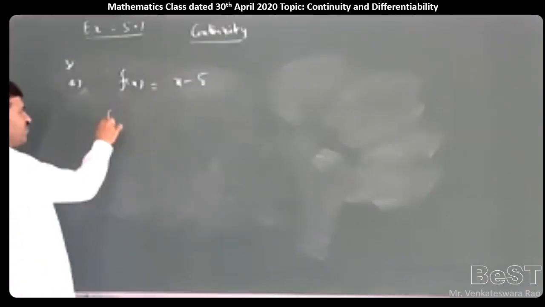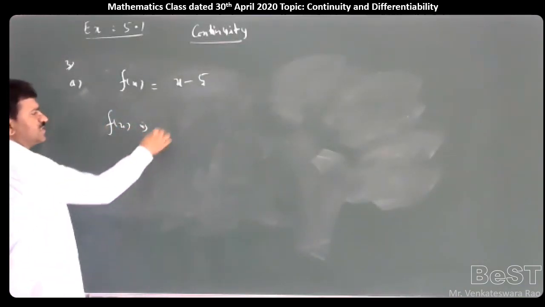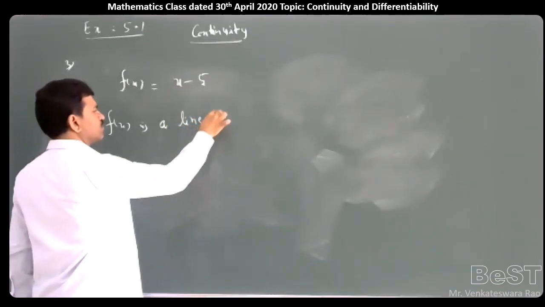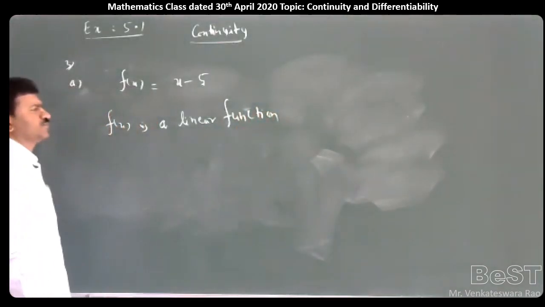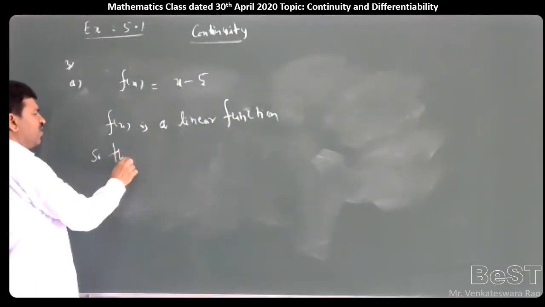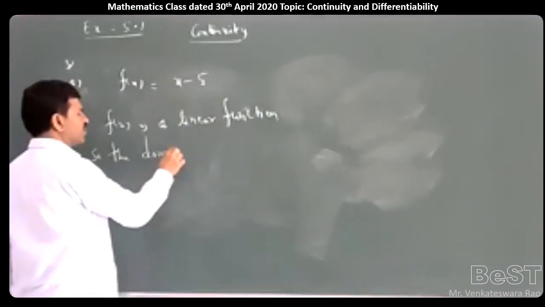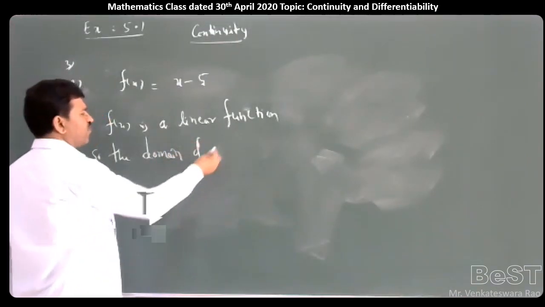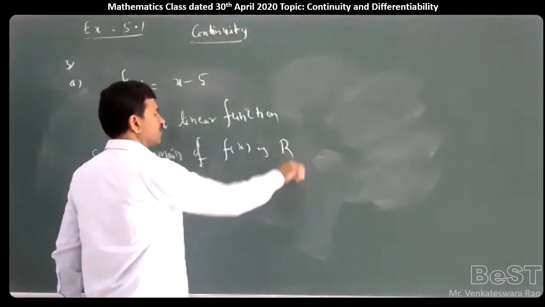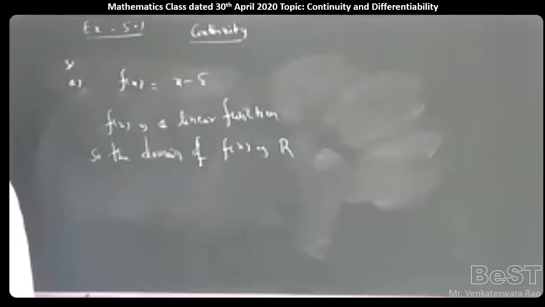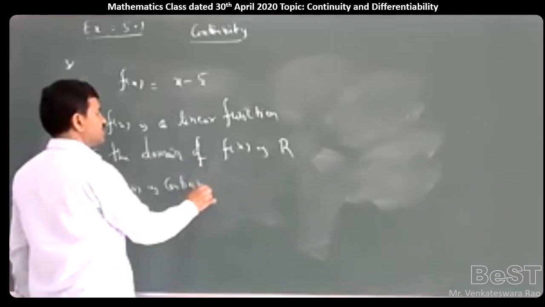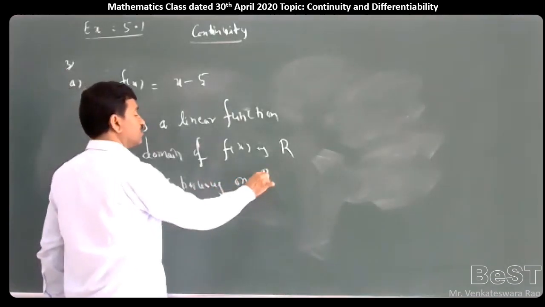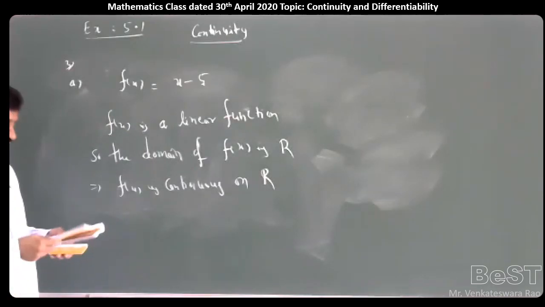f of x is a linear function. So the domain of f of x is R. That implies f of x is continuous on R. No objection. You will get a straight line if you draw the graph.